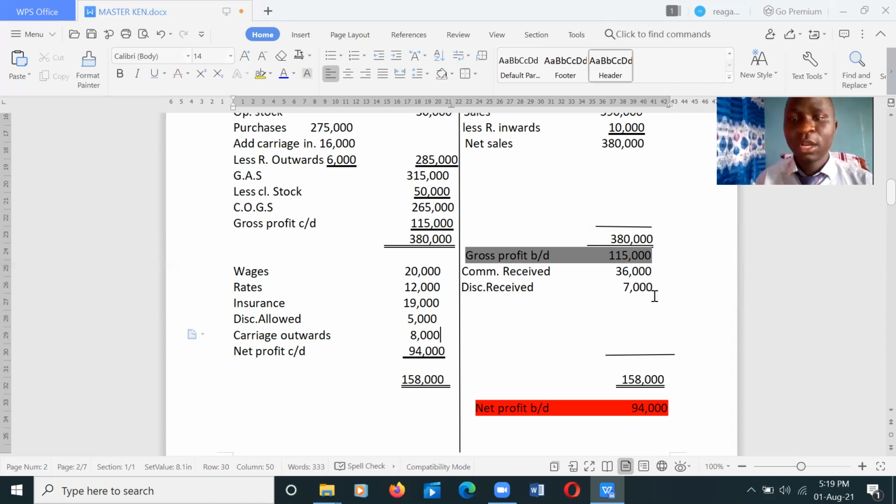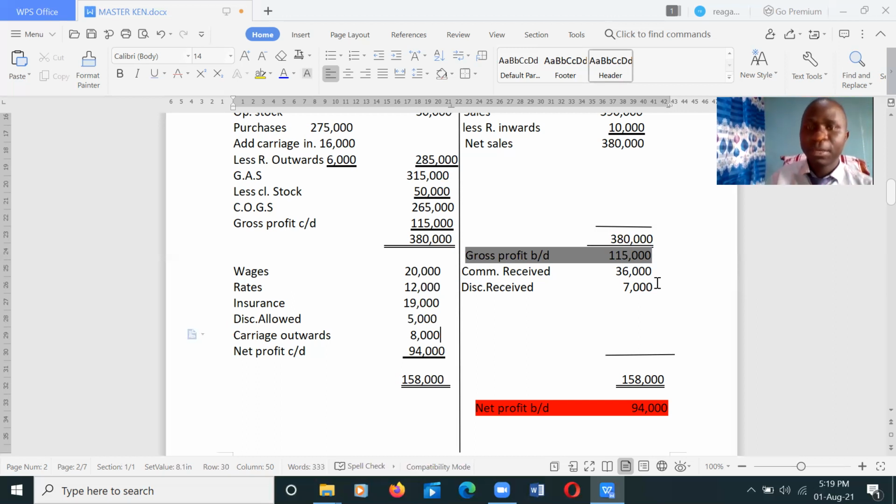Okay, when you look at 115,000 plus 36,000 plus 7,000, it will come to 158,000. Now the difference between 158,000 and 64,000 is 94,000. So it means that the business has made what you call a net profit.